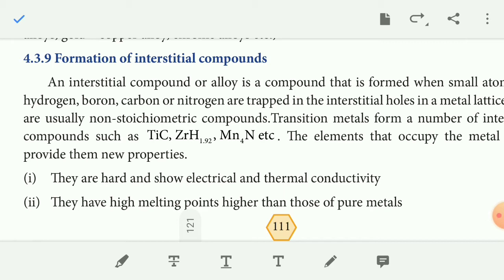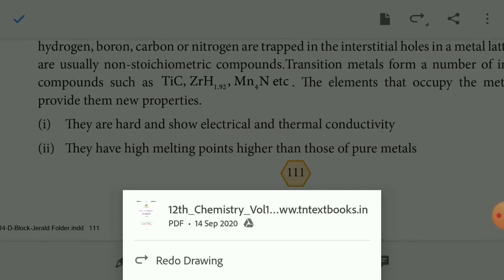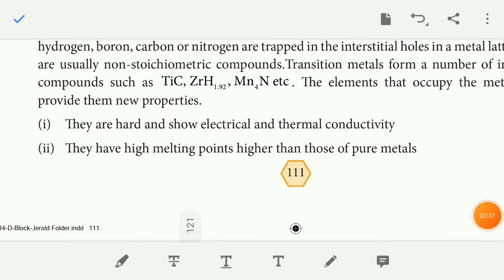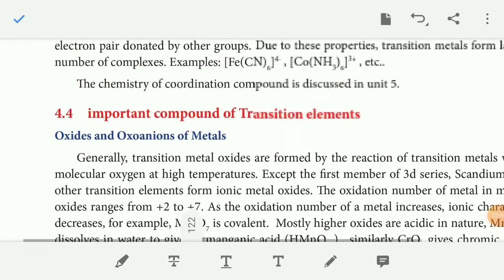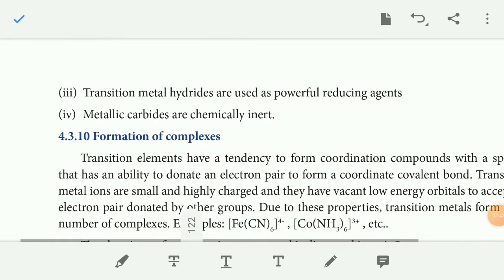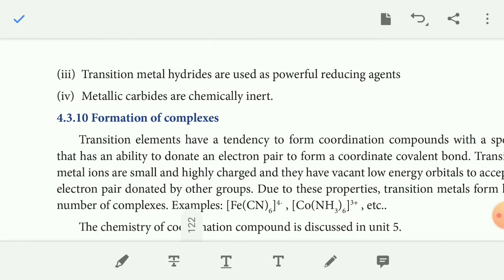What are the properties of the interstitial compounds? The first one: they are very hard and show electrical and thermal conductivity. They have a very high melting and boiling point, higher than the pure metals. The next point: transition metal hydrides are used as powerful reducing agents. Then the fourth point: metal carbides are chemically inert. Okay, these are the four points.